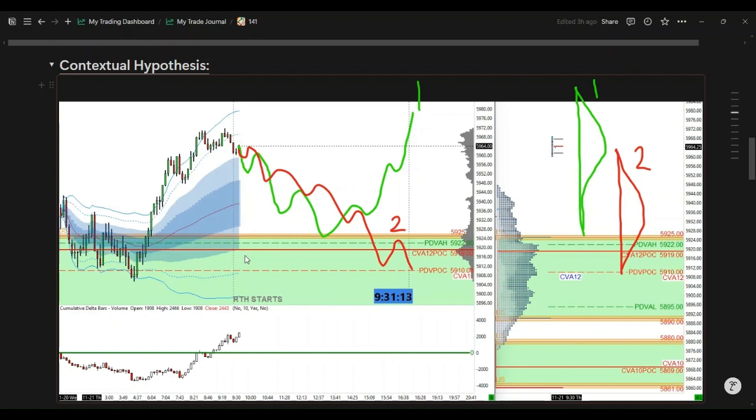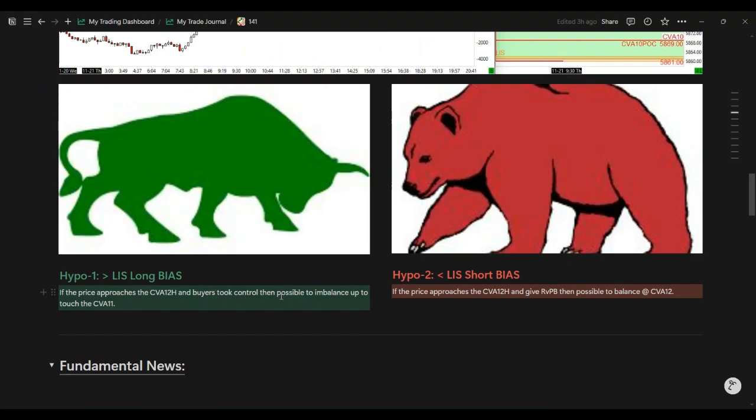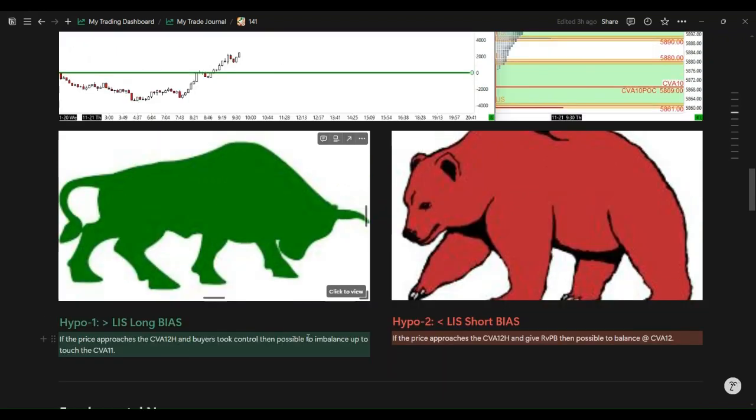Secondly, let's see the contextual hypothesis. In the overnight session, we were trading above the CVA, so my primary hypo was long, which I marked in green color, and the secondary hypo was short, which I marked in red color. If the price approaches the CVA 12 high and buyers take control of the market, then there is a possibility of imbalance up to touch the CVA 11. That is my primary hypo, which is long. My secondary hypo was short: if the price approaches the CVA 12 high and gives RVPP, then it is possible to balance at CVA 12. This is my secondary hypo, which is short.